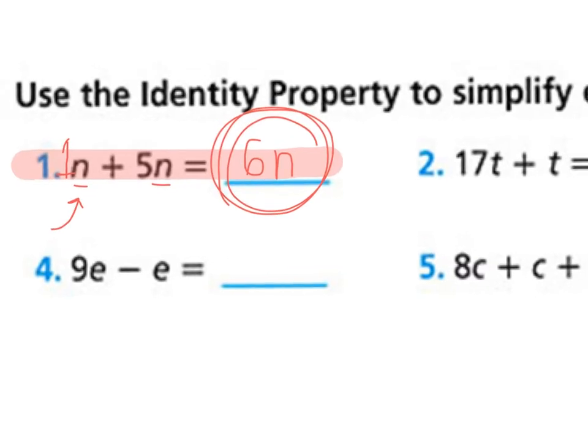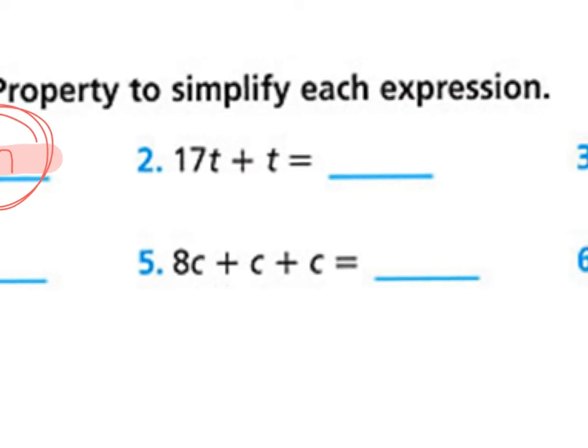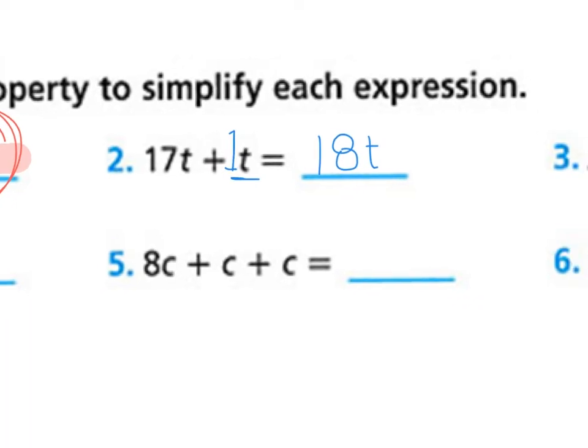Let's move on to the next one. Write number 2 on your paper, 17t plus t. Using our trick, knowing that if a t is standing alone, I can put an imaginary 1 in front of it. 17t plus 1t is 18t. There's nothing to be afraid of here. Let's move on to number 3.